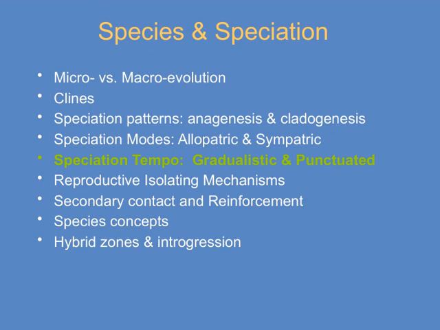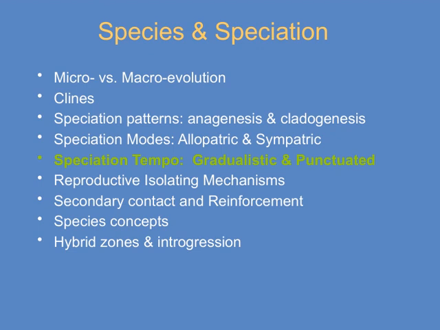Sometimes, after species diverge, they come into secondary contact, which can lead to reinforcement, where natural selection strengthens reproductive barriers to prevent hybridization. Speaking of species, there are various concepts to define what a species actually is: biological, morphological, ecological, and phylogenetic, each providing different perspectives. Finally, in areas where different species come into contact, hybrid zones can form. These zones are regions where interbreeding occurs, leading to introgression, the movement of genes from one species into another, which can have significant evolutionary implications.